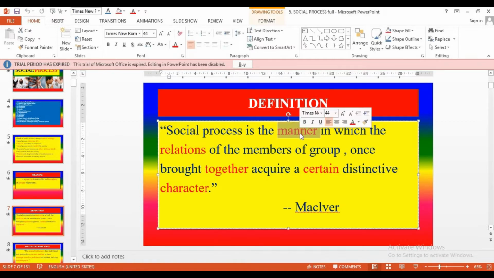Keywords: manner of relations, brought together. For example, cooperative or disassociative relationships.